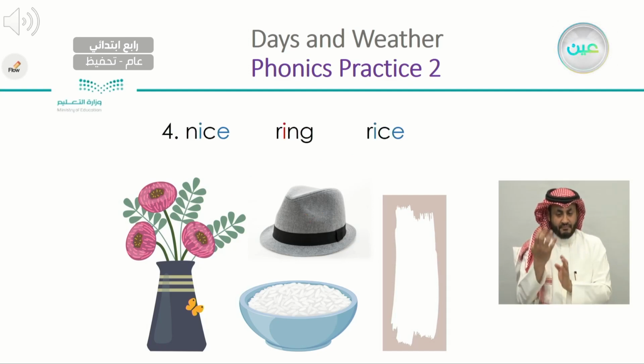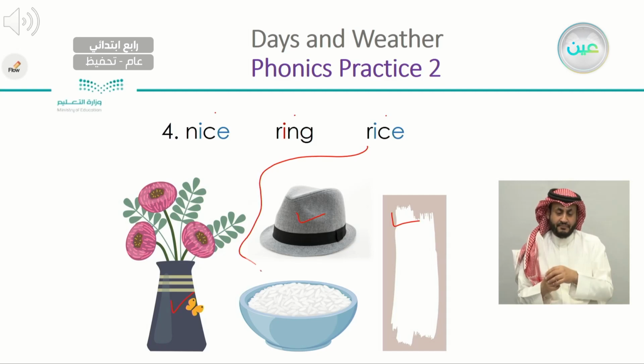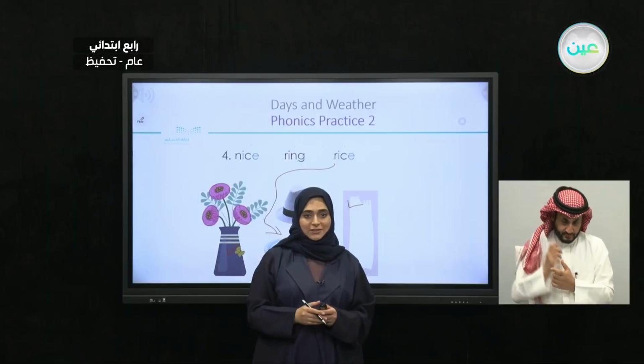Number 4. Rice. Rice. So let's read the words together. Here we have nice, long I, ring, rice. Which one is rice? We did hat, we did vase, we did white, and we have rice. Excellent. It's a bowl of rice.